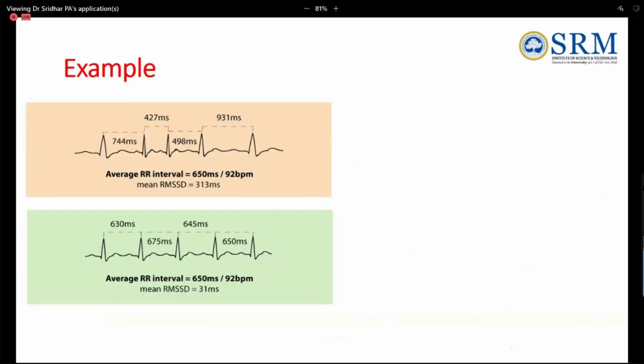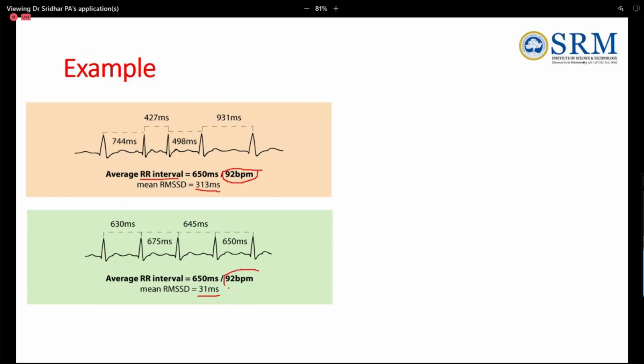Now, for example, I'll take the difference from the average RR interval. I take the RR time intervals for this particular example, and then I take the average of these RR intervals. Now you see that this range is particularly different. But for both cases, the heartbeat is the same.